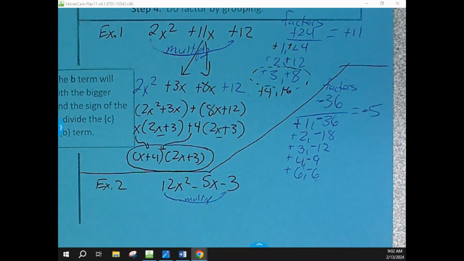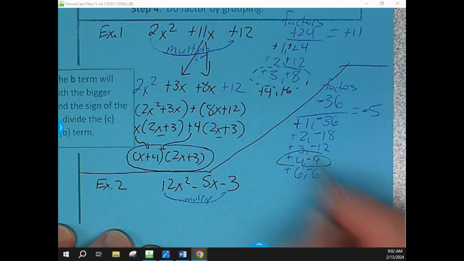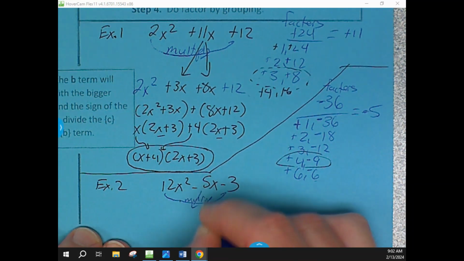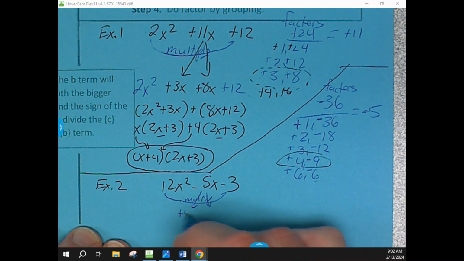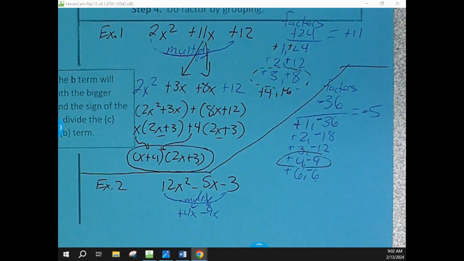Okay, so which pair could add up to negative 5? Got to be the 4 and the 9, right? Okay. So what we're going to do is replace this negative 5x with plus 4x and minus 9x. And again, which one you put first, it doesn't matter. If you put the negative 9x first and the positive 4x second, that's fine. It doesn't matter the order you put these in. You just need to replace this negative 5 with 4 minus 9. Okay, and then the other two terms in the front and the end, they'll stay the same. We're just replacing this middle term.